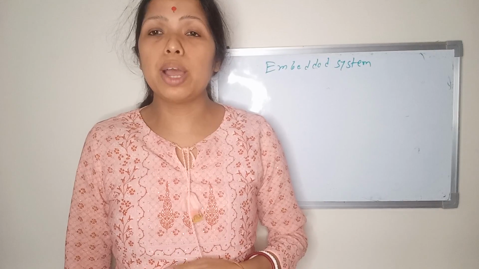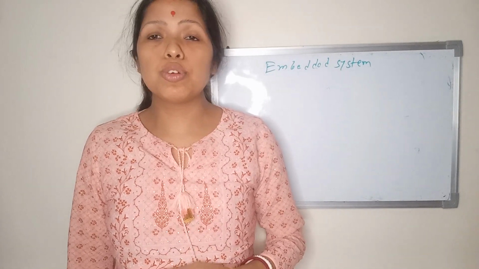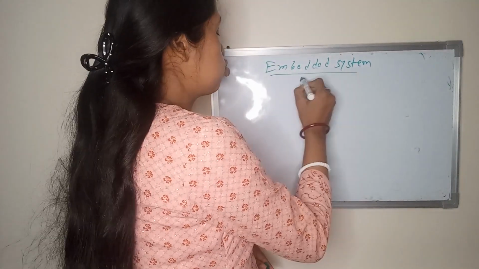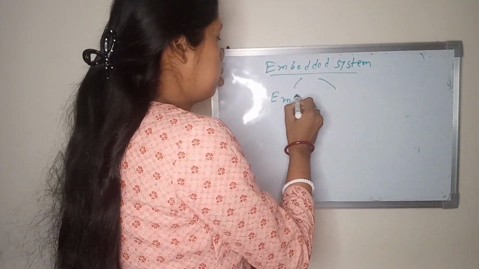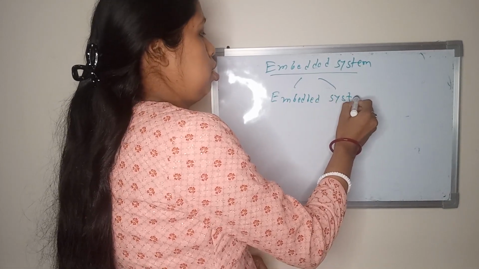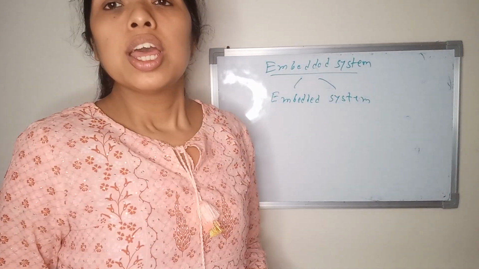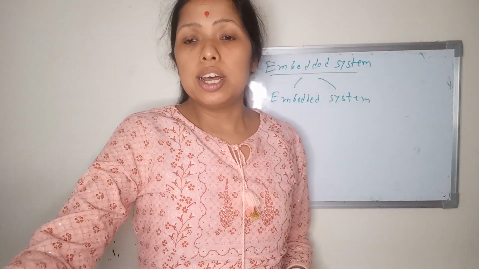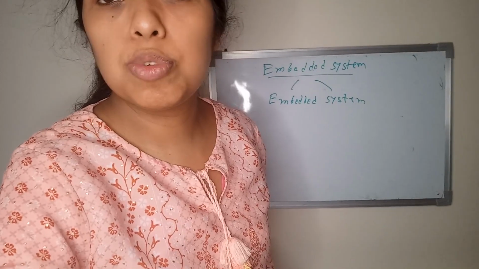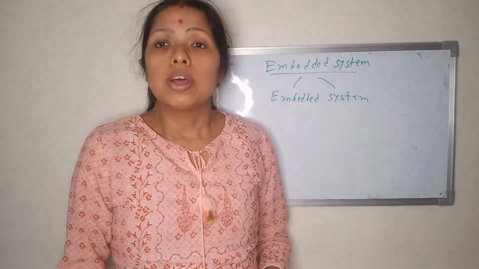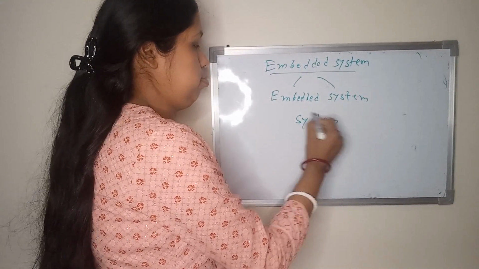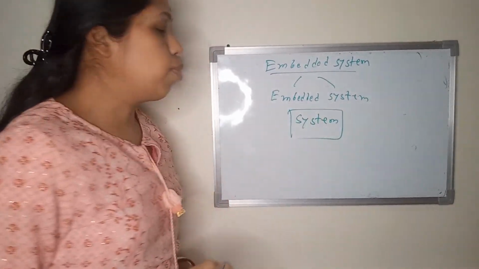So before going to the embedded system, first we have to know what the system is. Embedded system has two parts: embedded and system. Before knowing about the embedded system, first we have to know about the system, right? So this is one system.